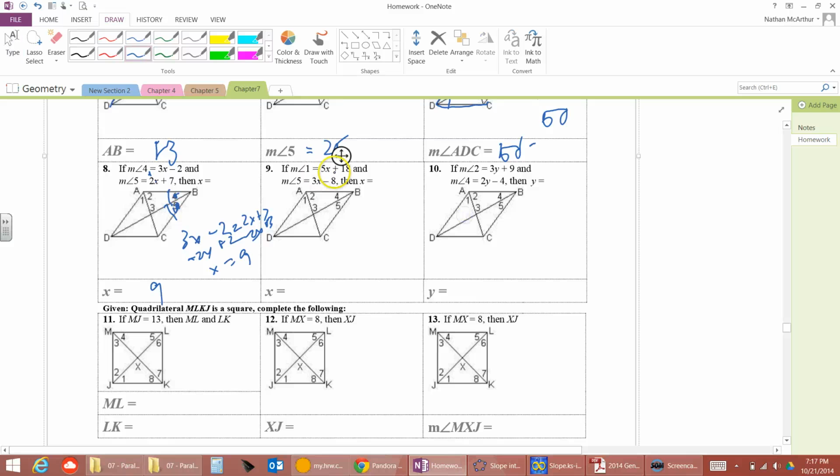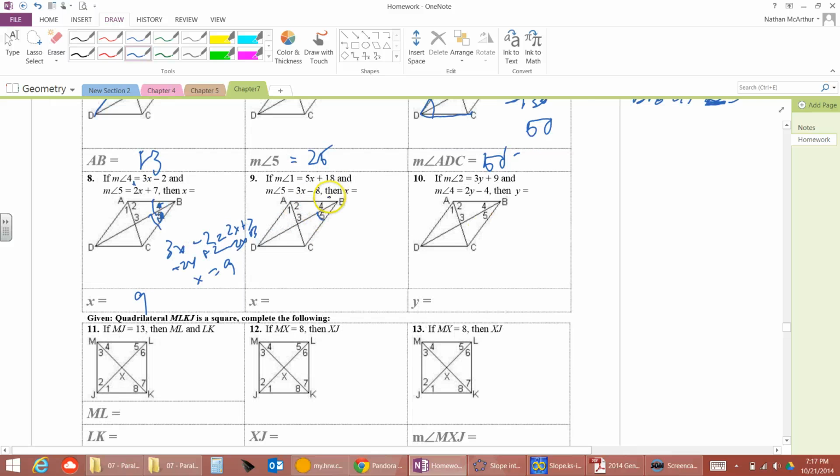So angle 1 is 5x plus 18. Angle 5 is 3x minus 8. That's this angle here and this angle here. Interesting. Well, if I look at this a little bit closer, I think I could do some vertical angles. Oh, I'm sorry, they're not congruent. That's just what we're talking about. My apologies. 5 is, however, congruent to 4. And 1 is congruent to 2. So I can say those two are congruent and those two are congruent.